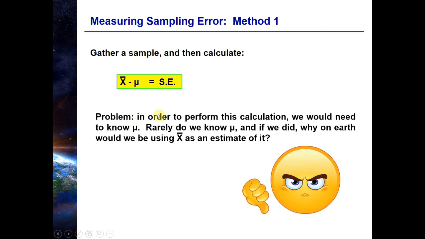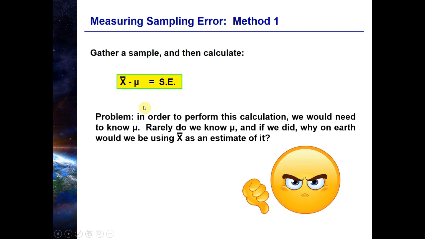So the problem is we would need to know mu, right? In order to perform this calculation, we need to know mu. All right, well, we don't know mu 99.99999% of the time. So how can we perform this calculation if we don't know mu?